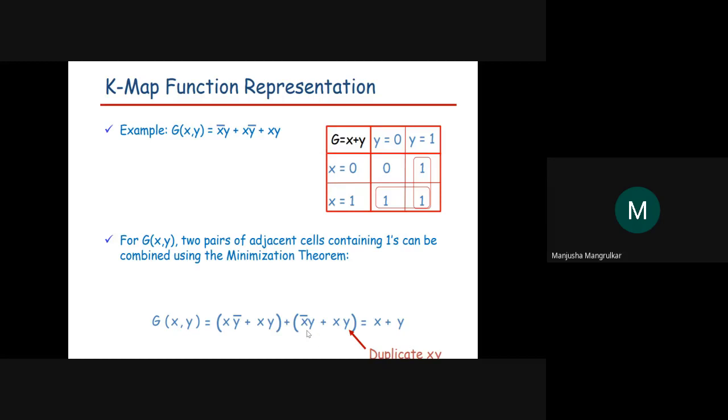Second grouping we can do is x complement y plus xy. Here we can take the common of x. So what will we get here? y complement plus y, and y complement plus y is 1. So the term we get from this is only x. Here we take the common of y, and then we have x complement plus x, which is again equal to 1. So the term we get from here is only y.